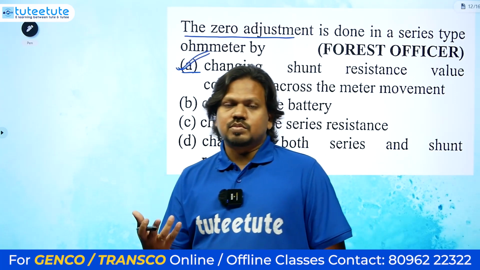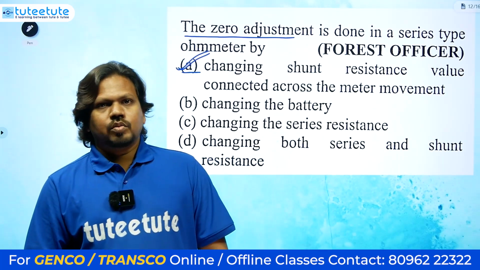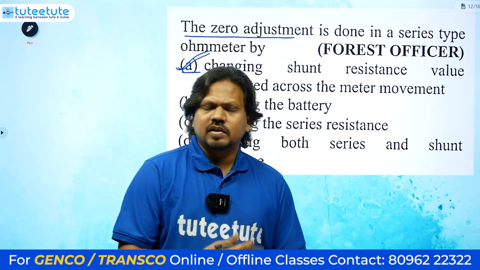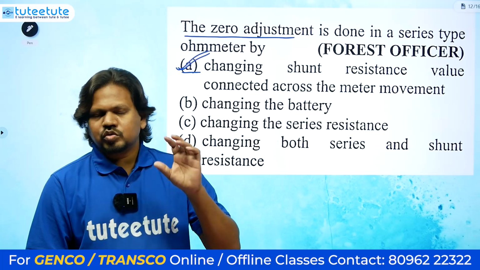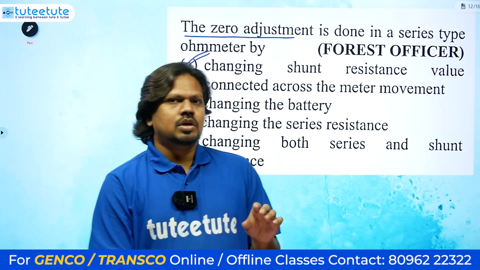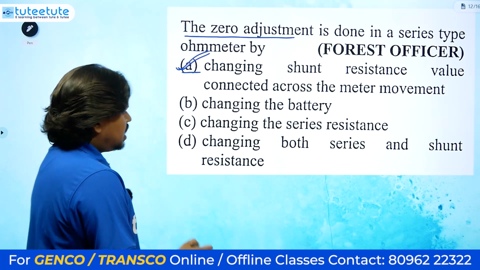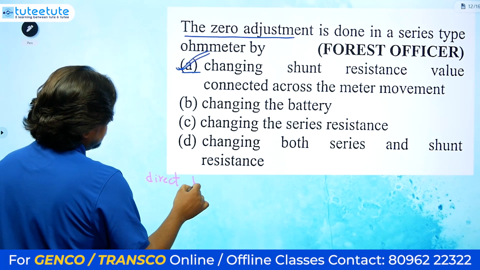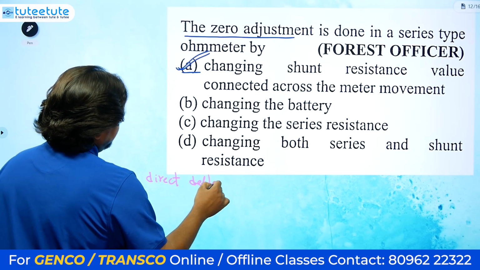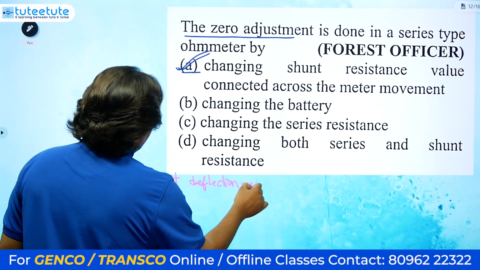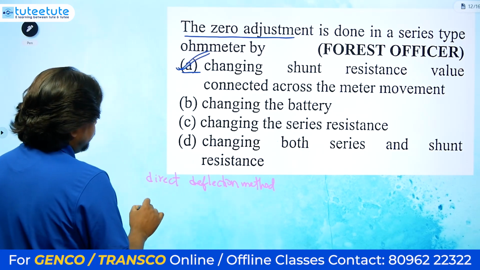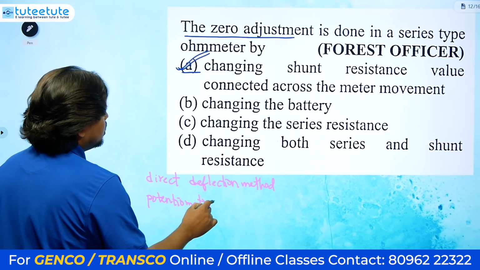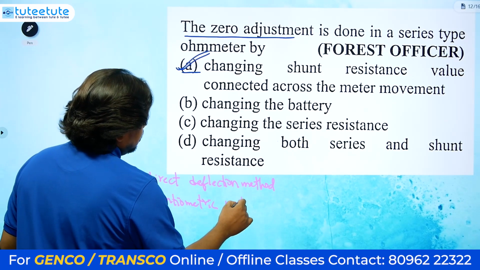For high resistance measurement, we have the Megger. Similar to this, there are the loss of charge method and the direct deflection method. One by one, you just need to understand the concept of these. If you are from electrical, concentrate on these 2 or 3. The direct deflection method, and the potentiometric method for resistance measurement only.